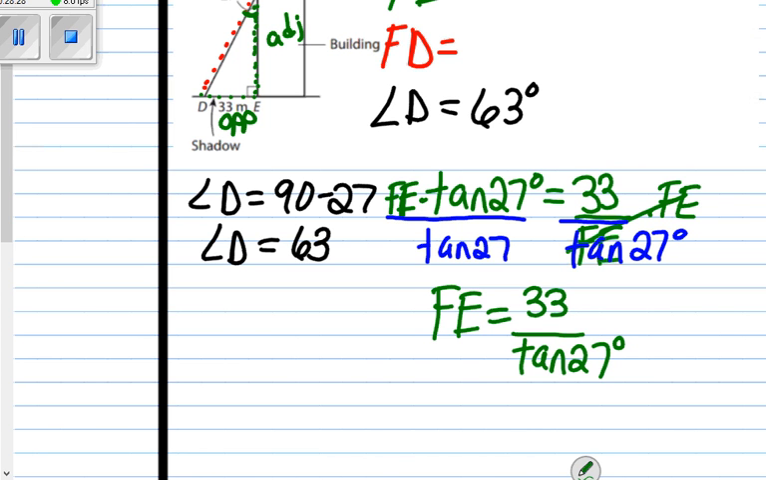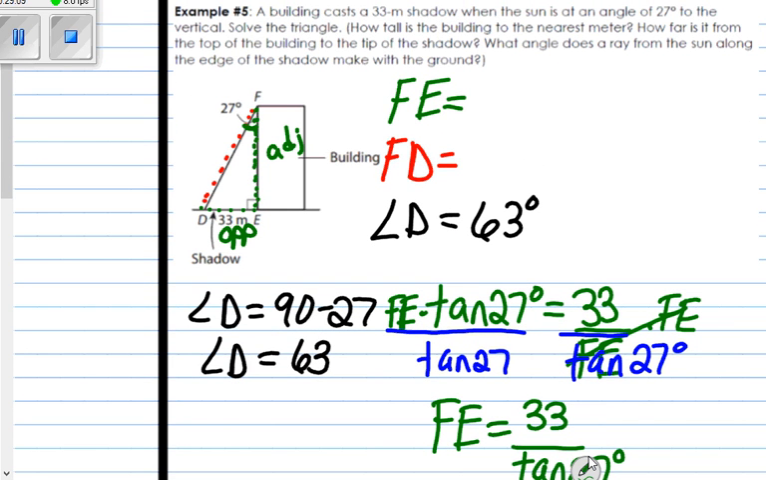So do 33 divided by tangent 27 and press equals. 64.8. It says go to the nearest meter. Nearest meter means the nearest whole number. 65. So FE is 65 meters. No, because we didn't find the area. I just started writing square because you said that. But no, we didn't find the area, just the dimension itself is 65 meters. So FE, 65 meters.